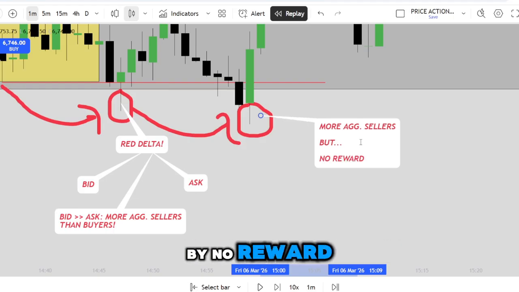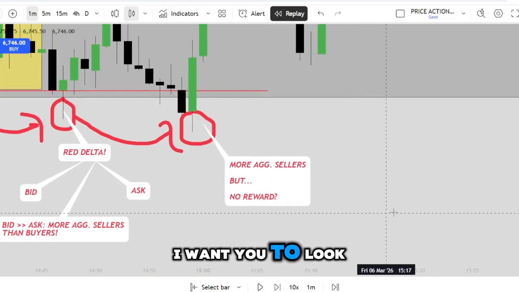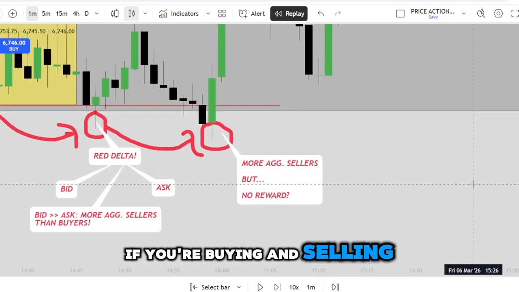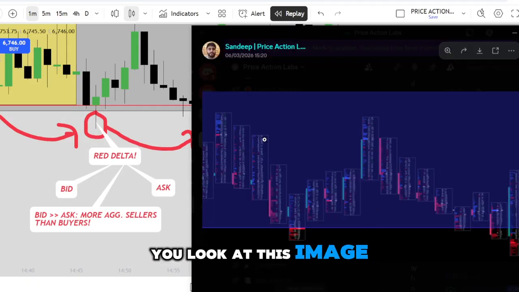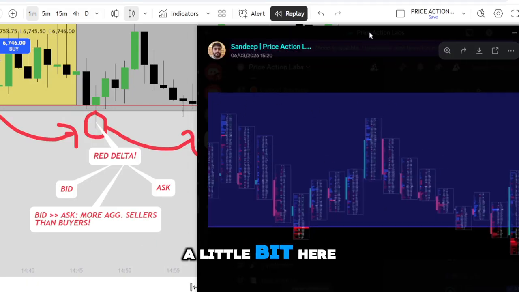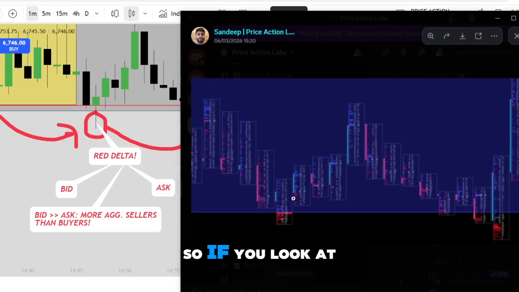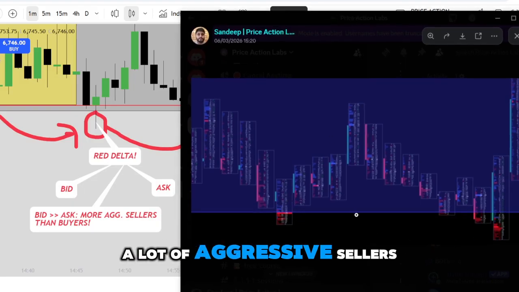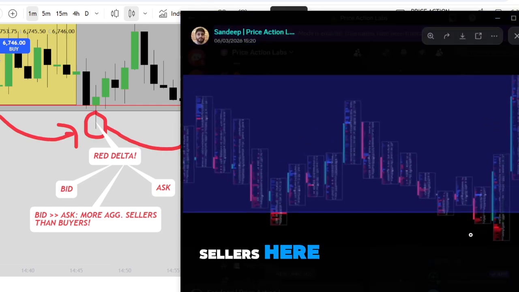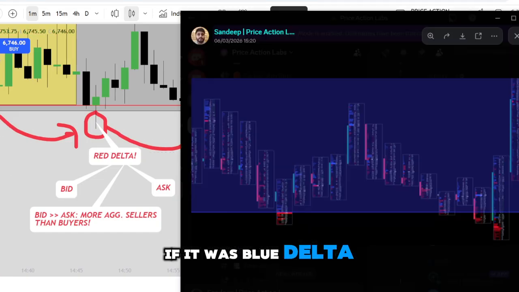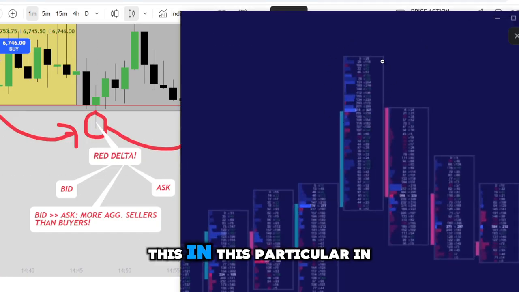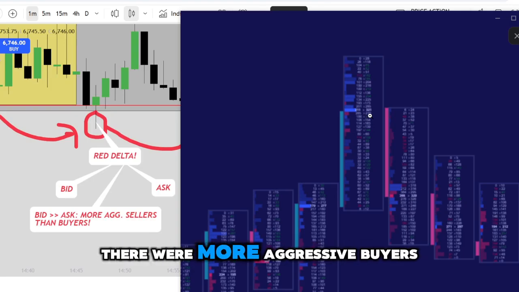What do I mean by no reward? I had a question about this in the comments. Think about it logically. I want you to look at the markets logically. If you're buying and selling, you want to be looking at the buyers and sellers. When you look at this image, here and here we can see a lot of aggressive sellers, and we see that simply from the red delta. If it was blue delta, in this particular candle there were more aggressive buyers.